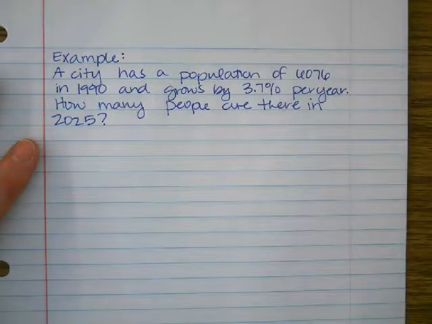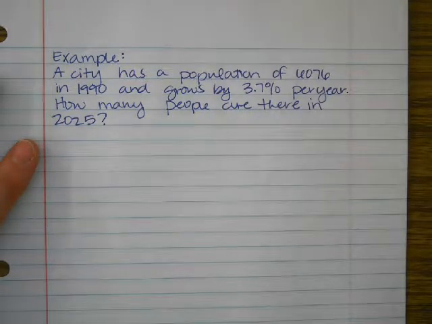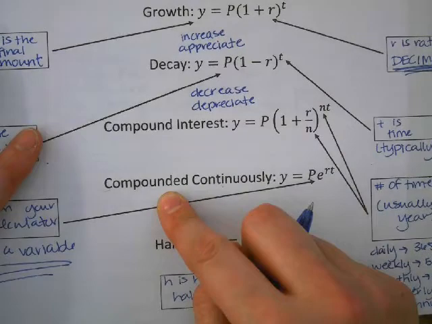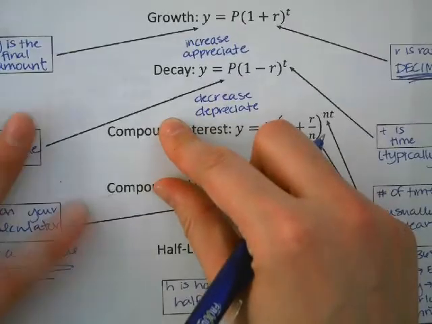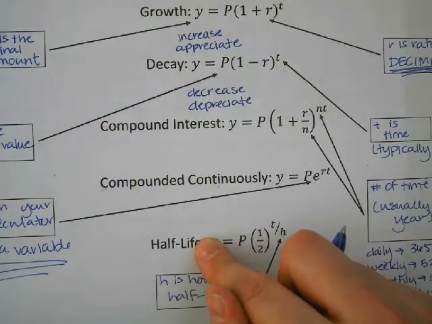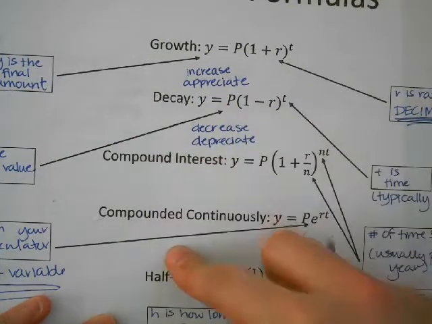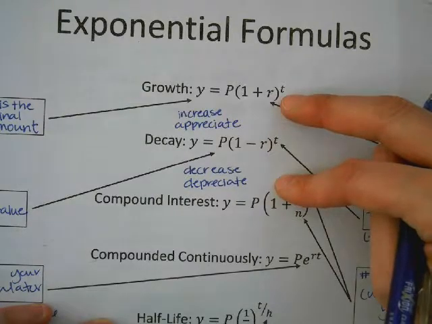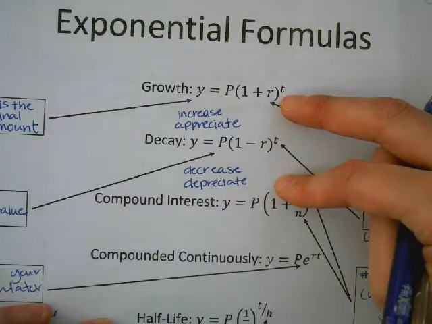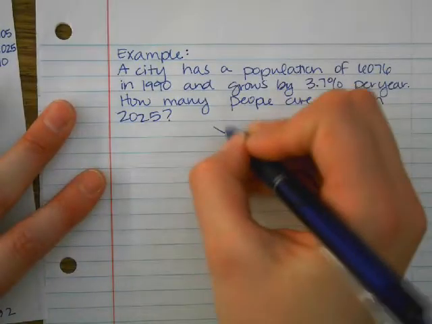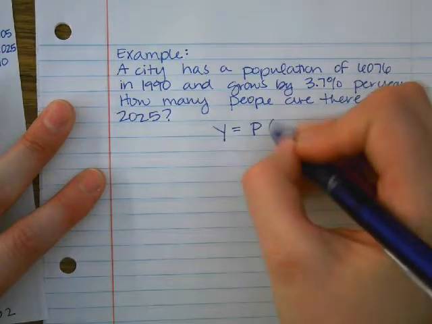So if we look at our formulas, this is how we narrow it down. Do you see the word compound in the problem? No. So we're not using these two. Does it say the word half-life? No, it said the word grows. So we're not using the bottom three because none of these words were used. That means we only have either the first one or the second one, and it uses the word grows, so it's going to increase. We're going to use this equation right here. I'm going to write the equation out, and then figure out what each letter should be.